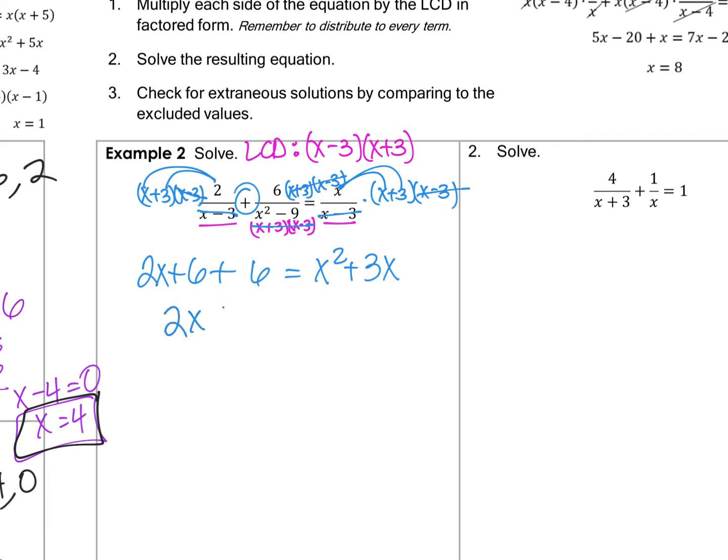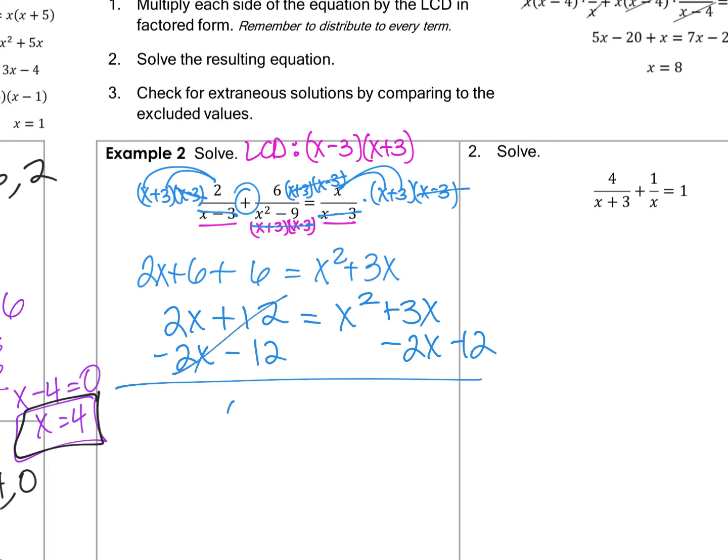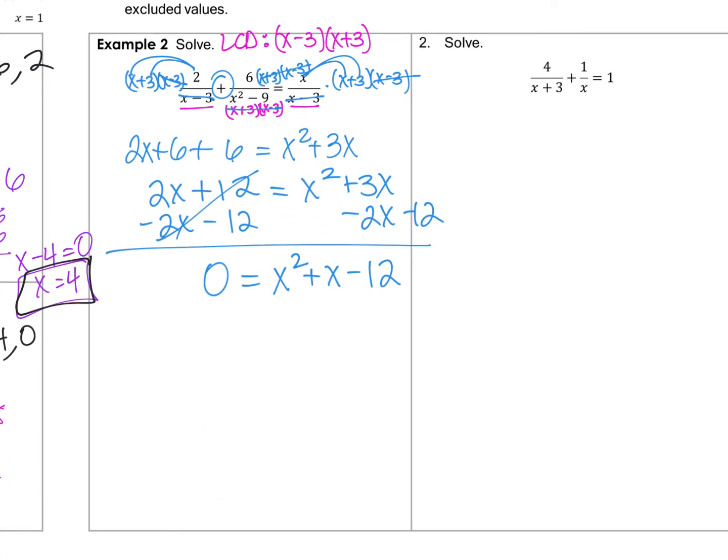Combine your like terms. It's also a quadratic equation. You can solve it however you want. If you are choosing to solve by factoring, you need to make sure that x squared is positive. That's why I'm moving everything to the right side. So I get x squared plus x minus 12. So I'm just going to continue and use factoring. So that would be positive 4 and negative 3. Multiplies to negative 12, adds to positive 1. So then your two solutions would be negative 4 and positive 3.